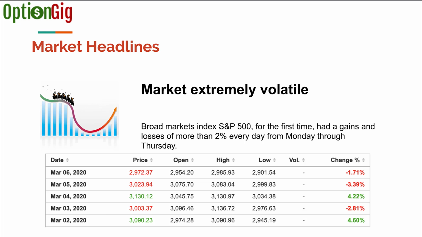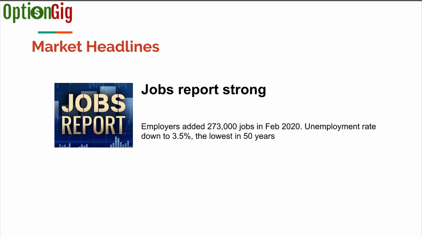On Monday it rose 4.6%. Tuesday it fell down 2.8%. Wednesday it again rose 4.22%. Thursday it fell down 3.39%. Okay, Friday was no better, it fell down 1.71% only. But it's the first time in S&P history that we saw a swing of more than 2% for 4 continuous days. That tells us markets are extremely volatile. It's very difficult to pick direction at this point of time.